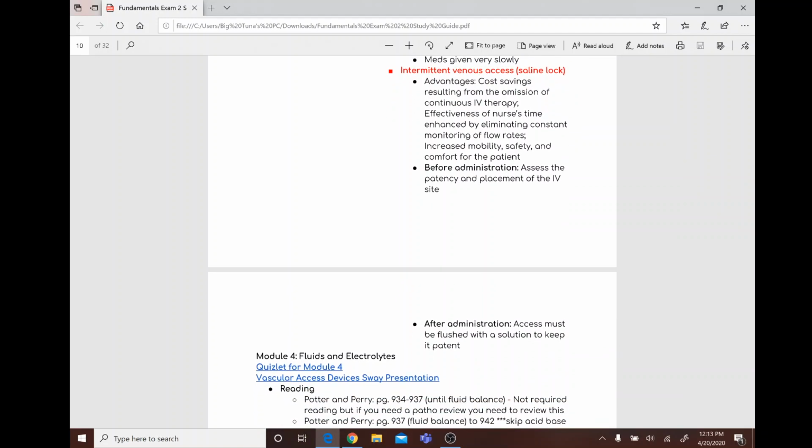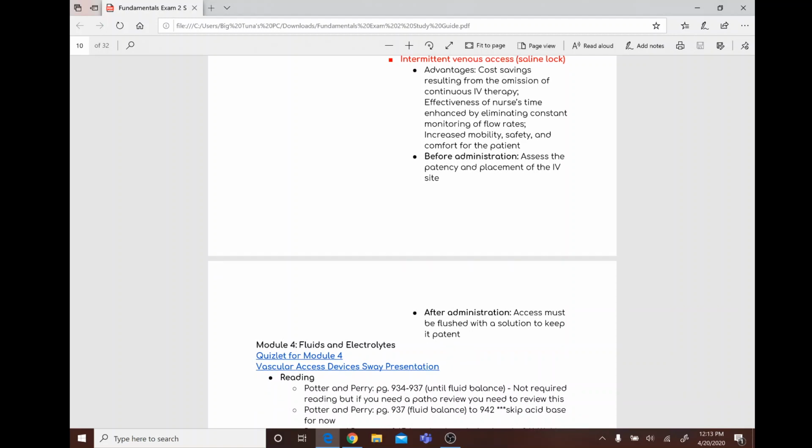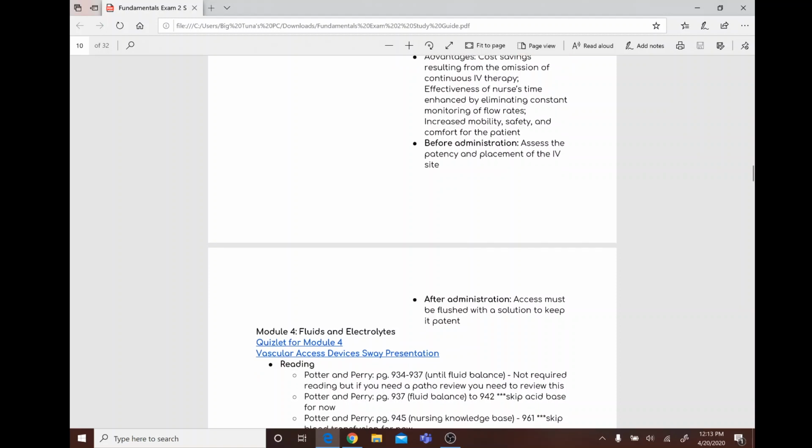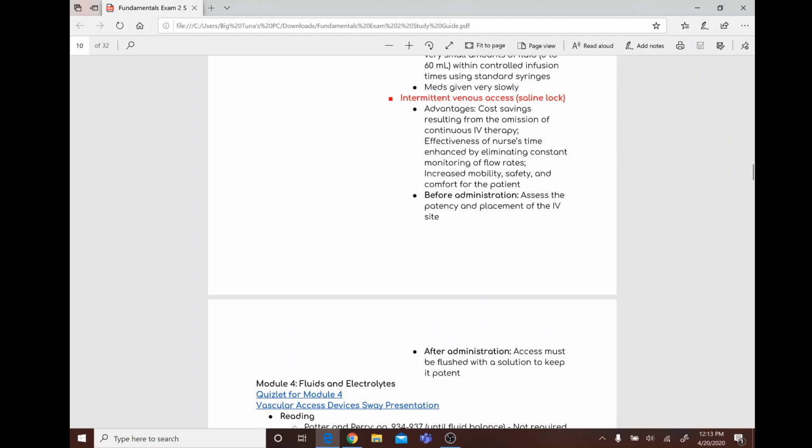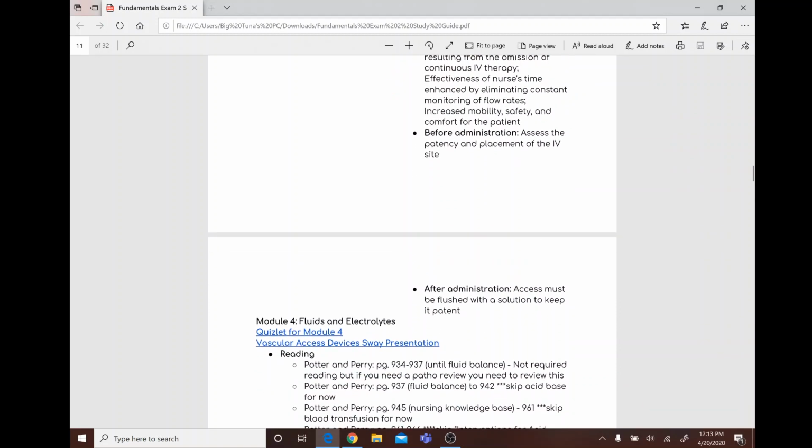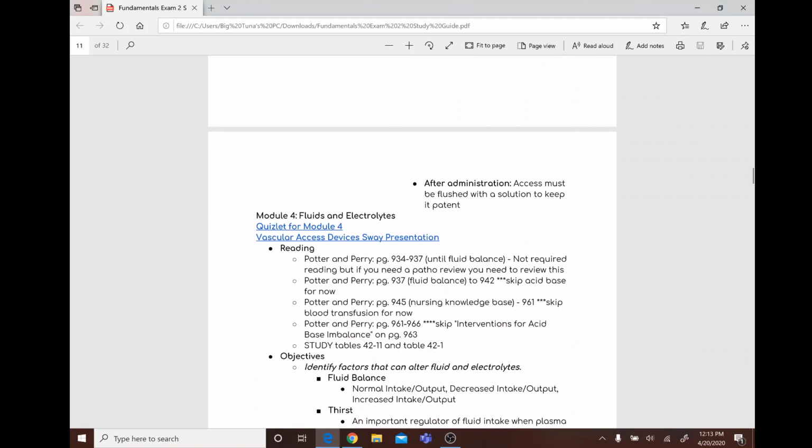For IV access or saline locks, what can we do before administration? Assess the patency and placement of the IV site. What are we going to do after administration of IV access saline lock? Flush it with the solution to keep it patent.